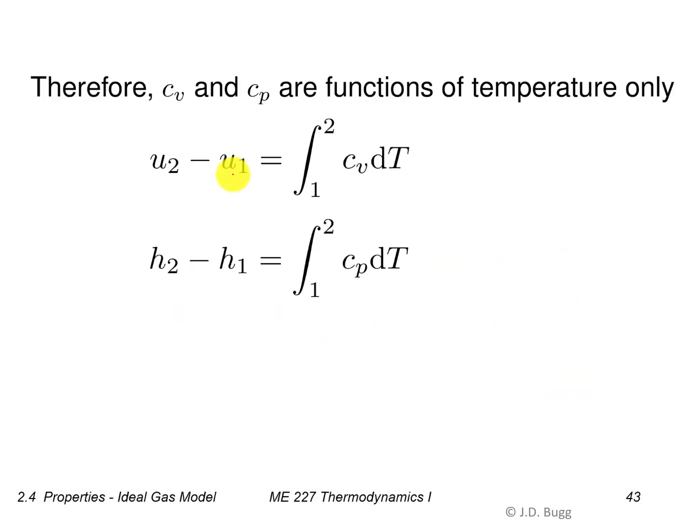So U2 minus U1 is going to be the integral from 1 to 2 of CV dT. And H2 minus H1 will be the integral from 1 to 2 of Cp dT. And remember, CV and Cp are only functions of temperature. So this is the usefulness of specific heats. They allow us to calculate changes in internal energy and enthalpy from changes in temperature. Now, where do we get these functions from? How do we figure out how that depends on temperature? Well, there's a few different ways to do that. We're going to introduce a couple of them now.